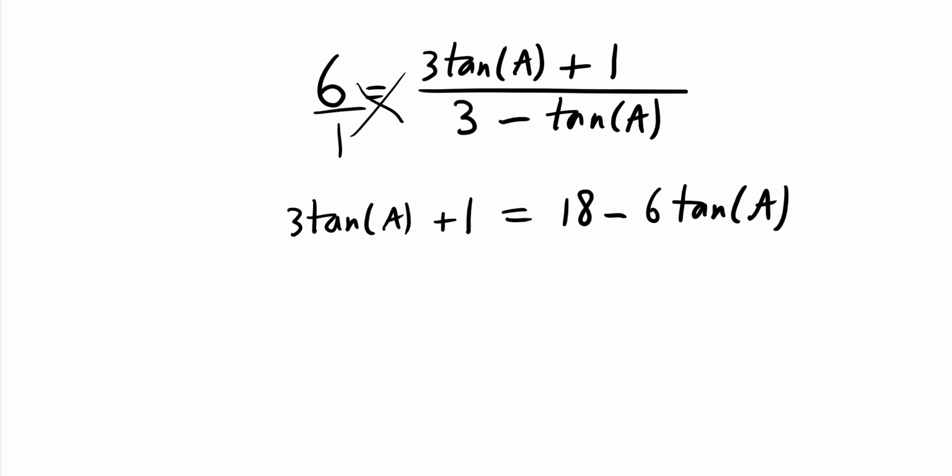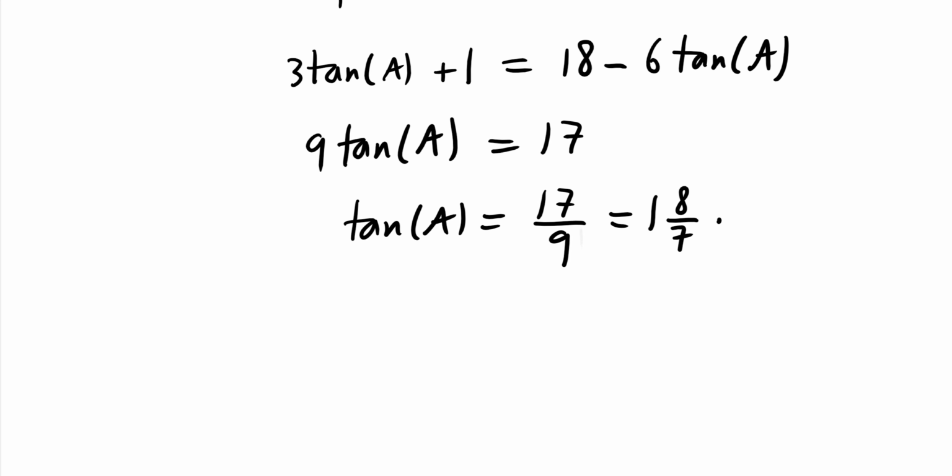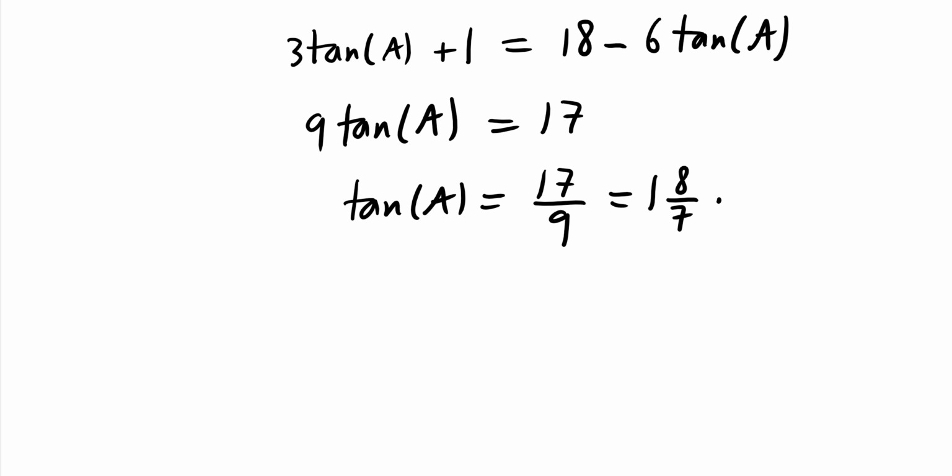We can add 6 tangent A to both sides. We get 9 tangent A and subtract 1. So then tangent A, what I'm looking for, is 17 over 9. You can leave it like this, or you can write it as 1 and 8/9. We can go over more practice on this.